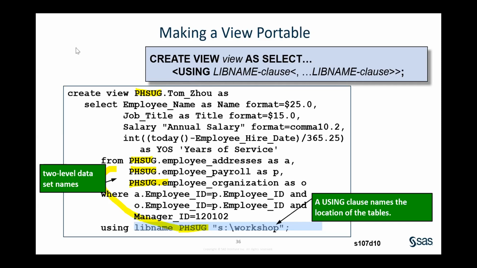So there it is, the visual of having the ability to store the views separately from the location of the data. That brings me to an end of the session.